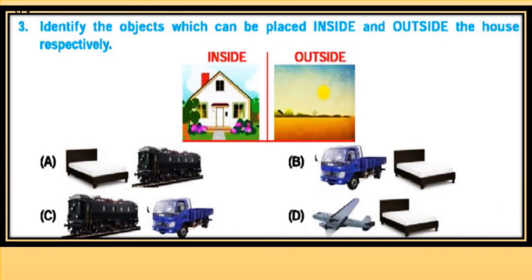Question 3. Identify the objects which can be placed inside and outside the house respectively. So, you have to choose the objects which come inside the house and outside the house. So, from options A, B, C, D, choose the option which has the object which is inside the house and the object which can be kept outside the house.